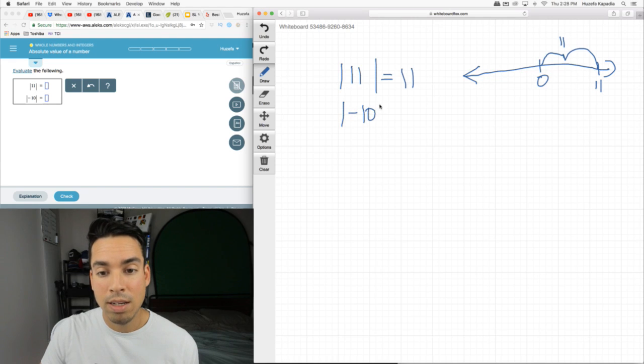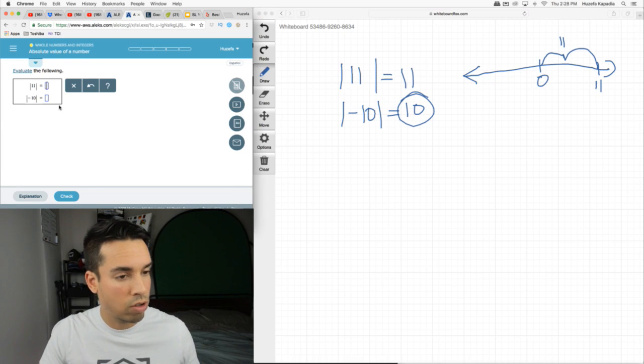Absolute value of negative 10, well, it's a positive purifier. What comes out is positive 10, and there we go. So our two answers are 11 and 10.